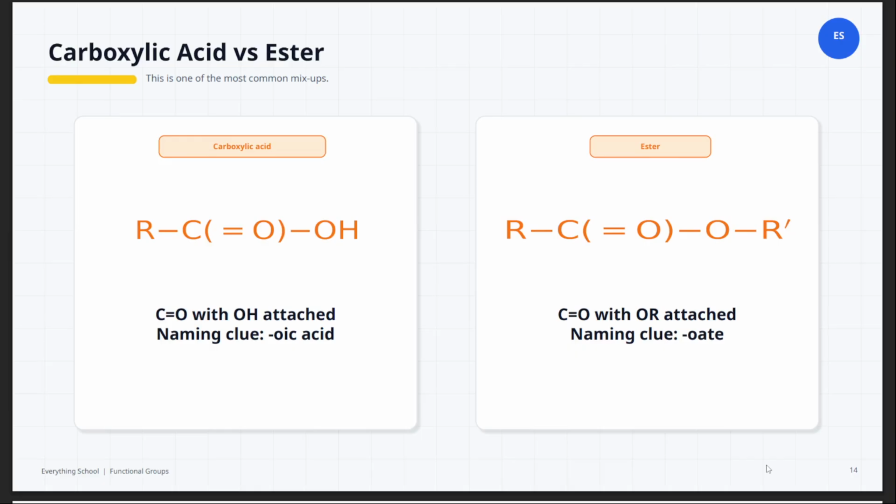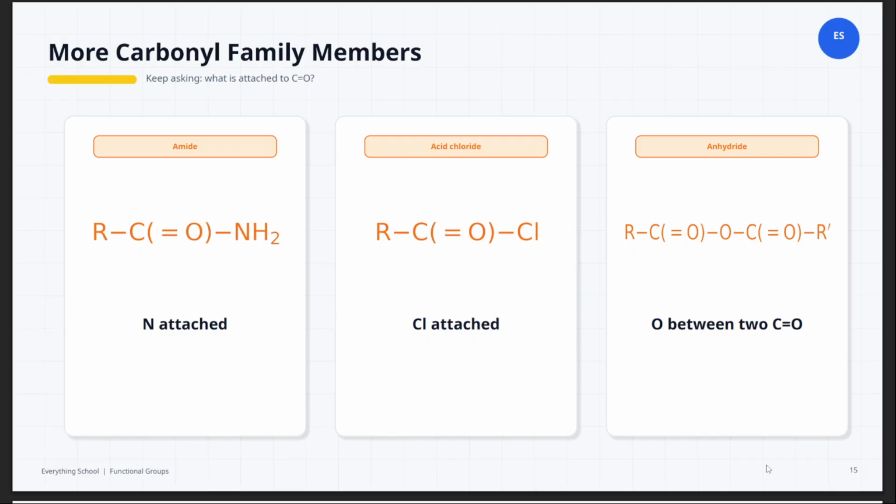A beginner mistake is calling an ester an ether because both have oxygen between carbon groups. But an ester also has the carbonyl next door, and that changes the functional group. Here are three more carbonyl family members. An amide, pronounced amide, has nitrogen attached to the carbonyl carbon. This is different from an amine because the nitrogen is directly connected to a carbonyl group.